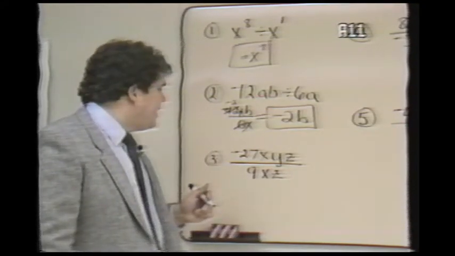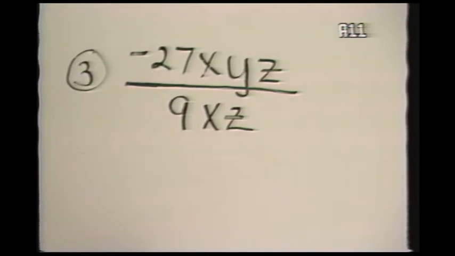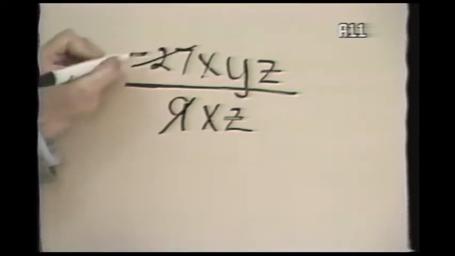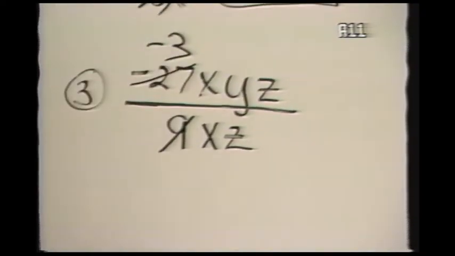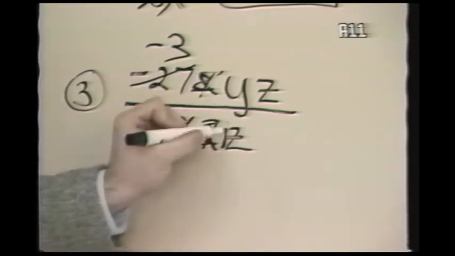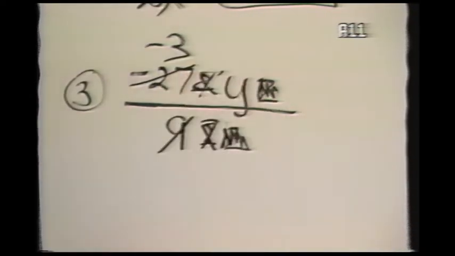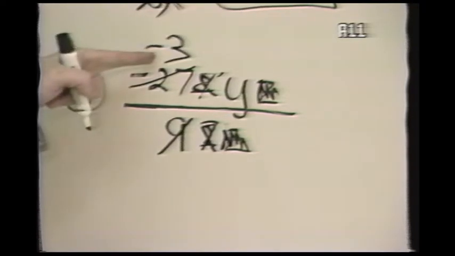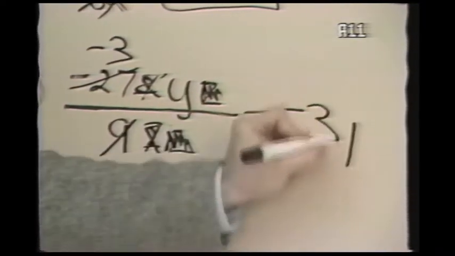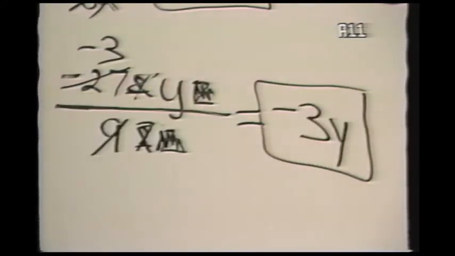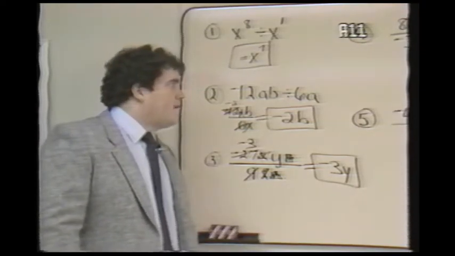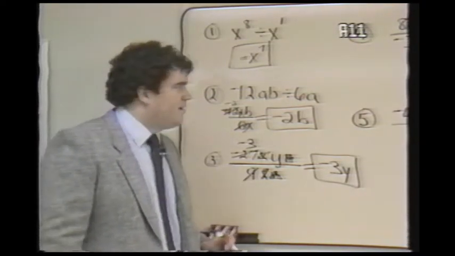Problem number 3, negative 27xyz divided by 9xz. 9 goes into negative 27, negative 3 times. That x and that x cancel out. That z and that z cancel out. That leaves me with negative 3y. That's the answer. Negative 3y. Nice and simple, huh? Problem number 4. Well, we may get a little difficult here.